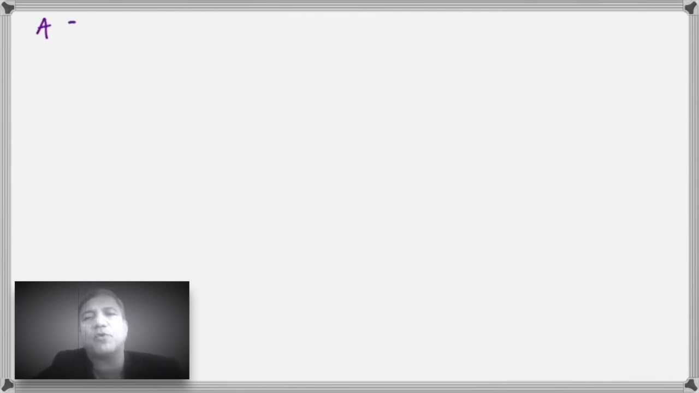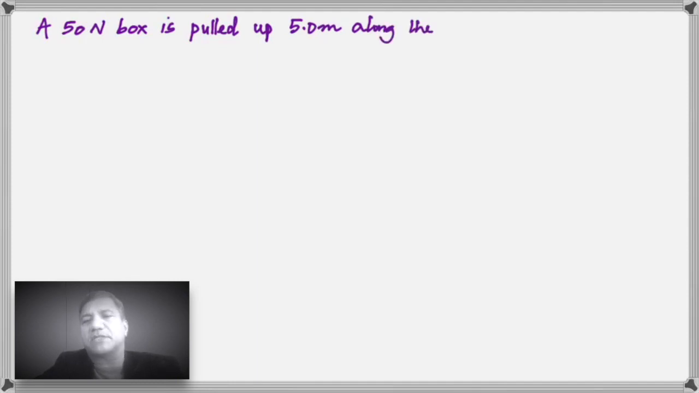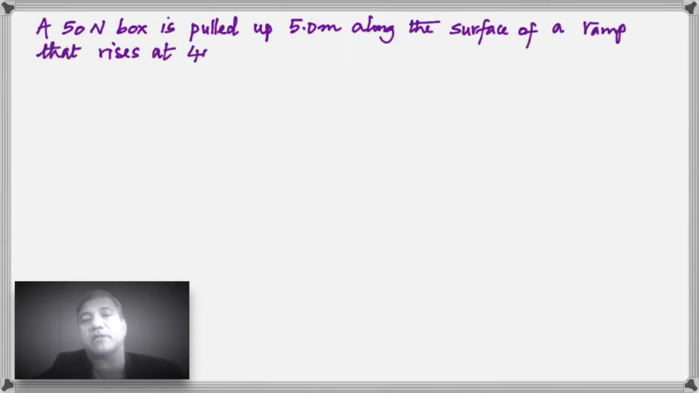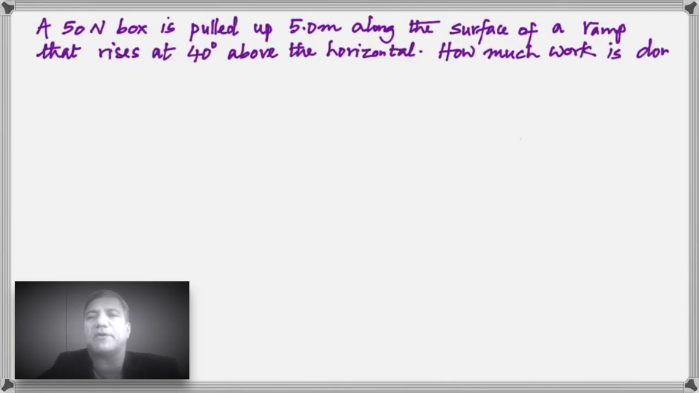Brings us to number 4. So what do we have here? A 50 Newton box is pulled up 5 meters along the surface of a ramp. So now it's an inclined plane. The 50 Newton box is being pulled up 5 meters along the surface of a ramp that rises at 40 degrees above the horizontal. How much work is done on the box? Okay, so this is a problem regarding work.